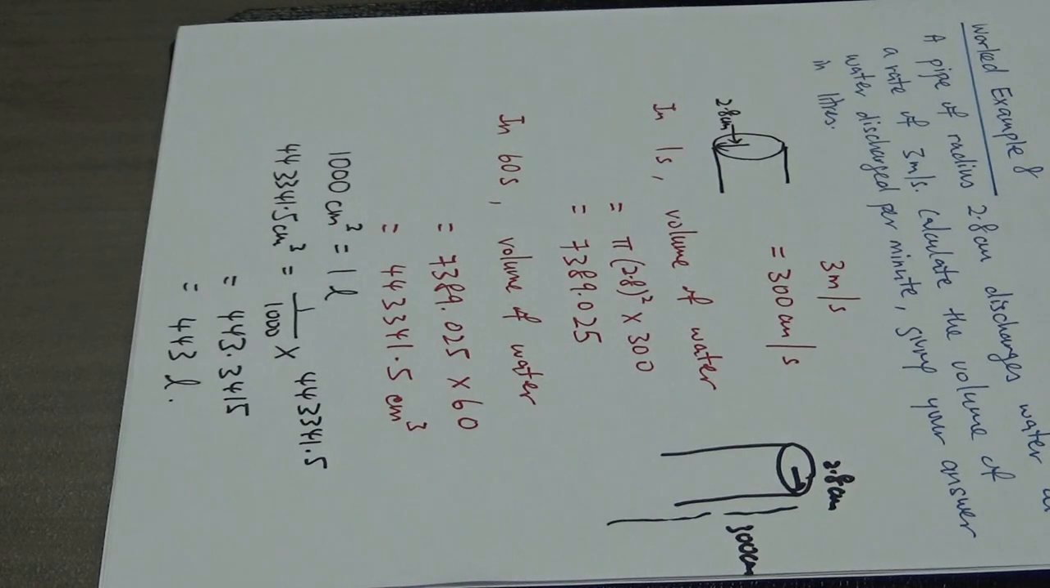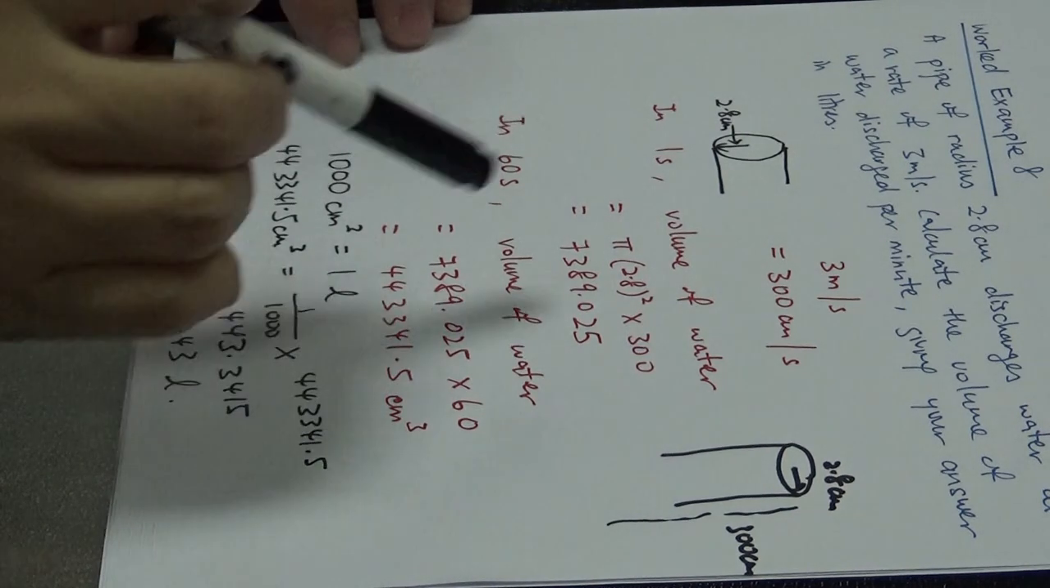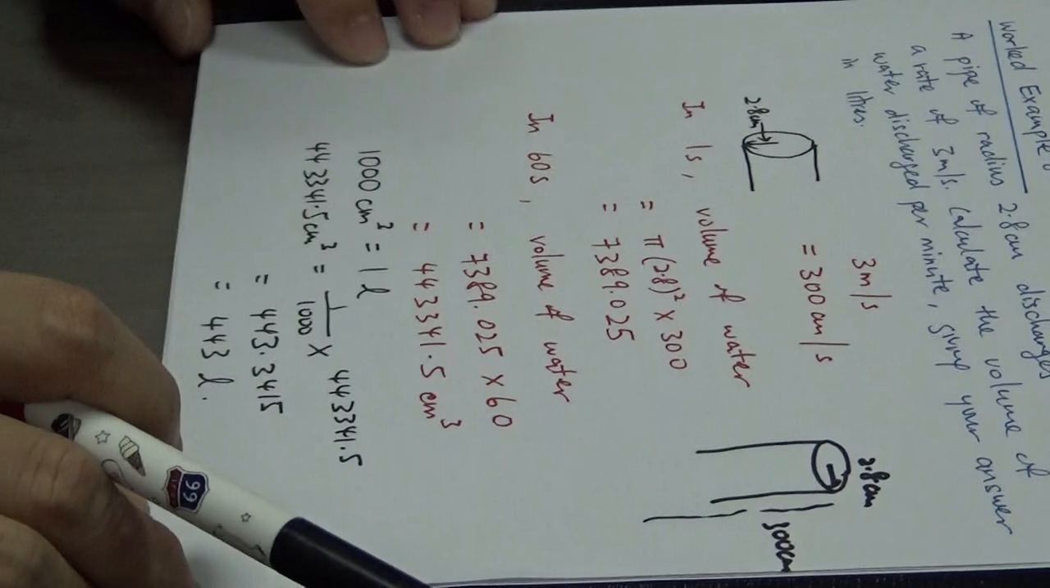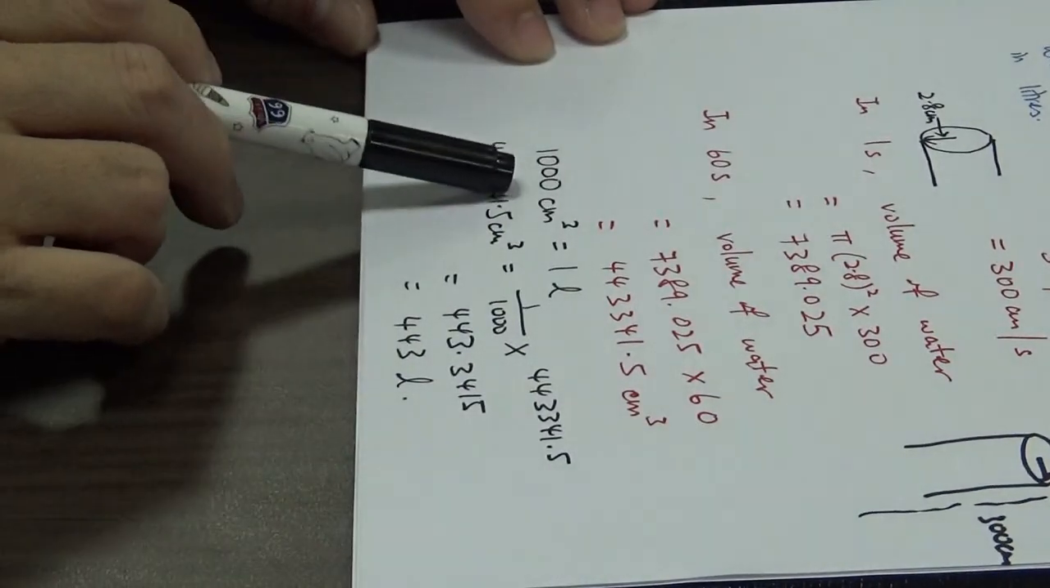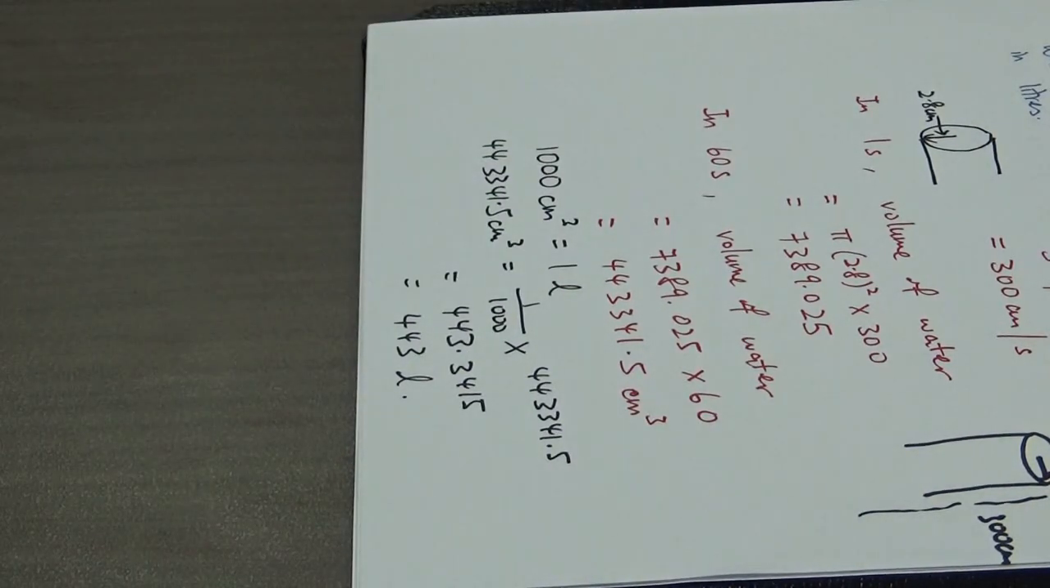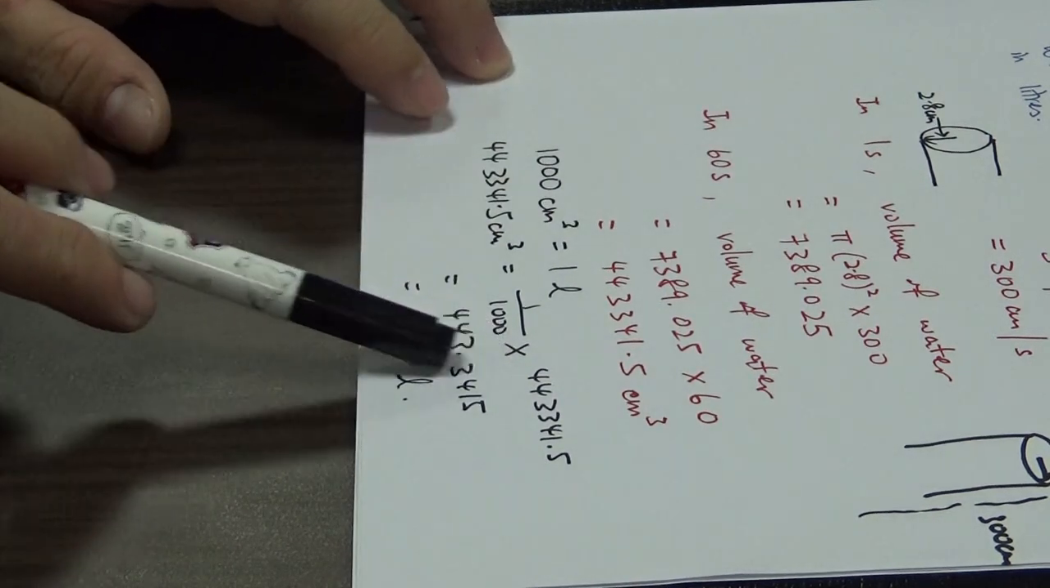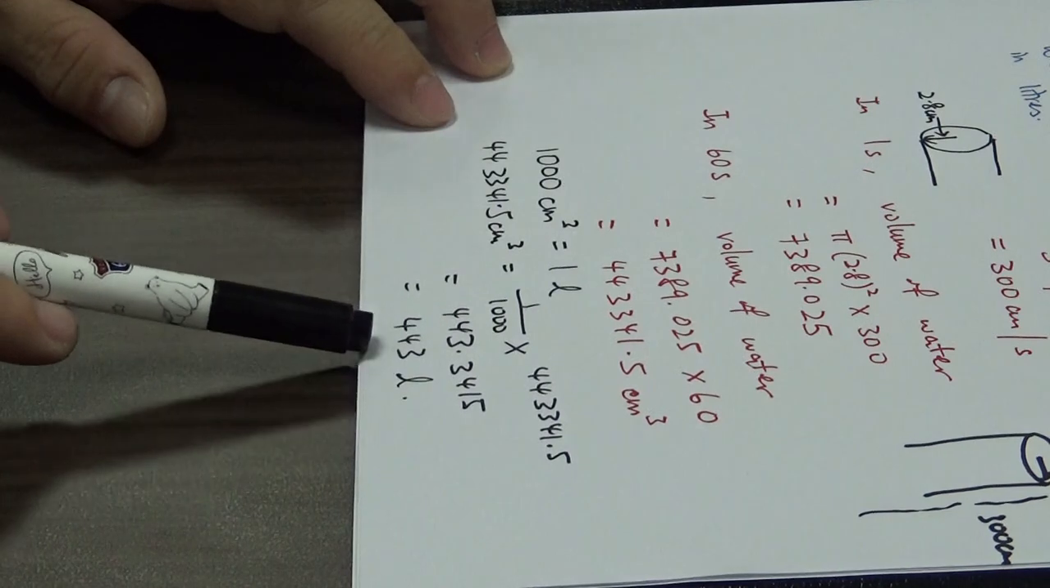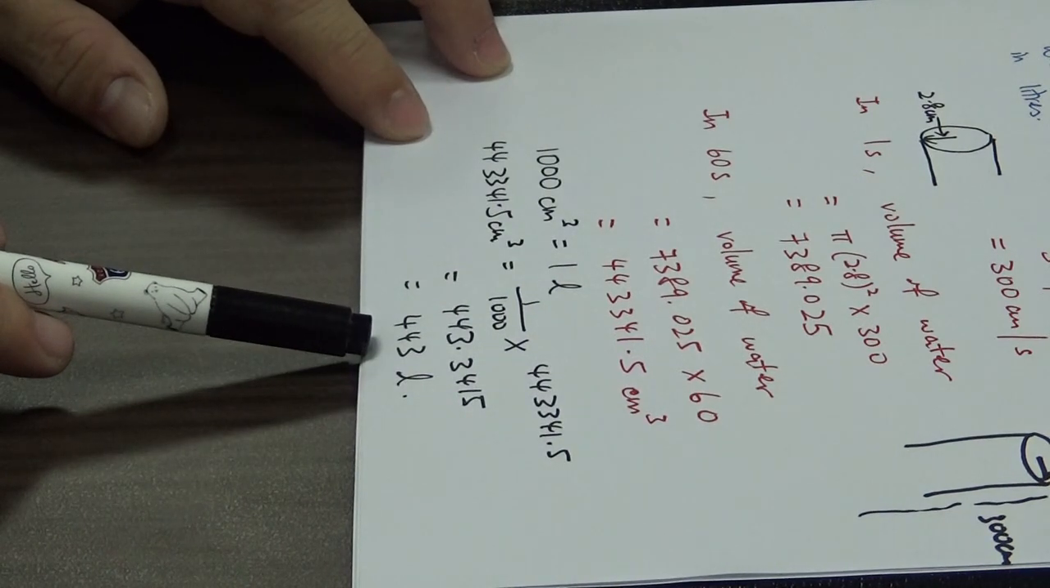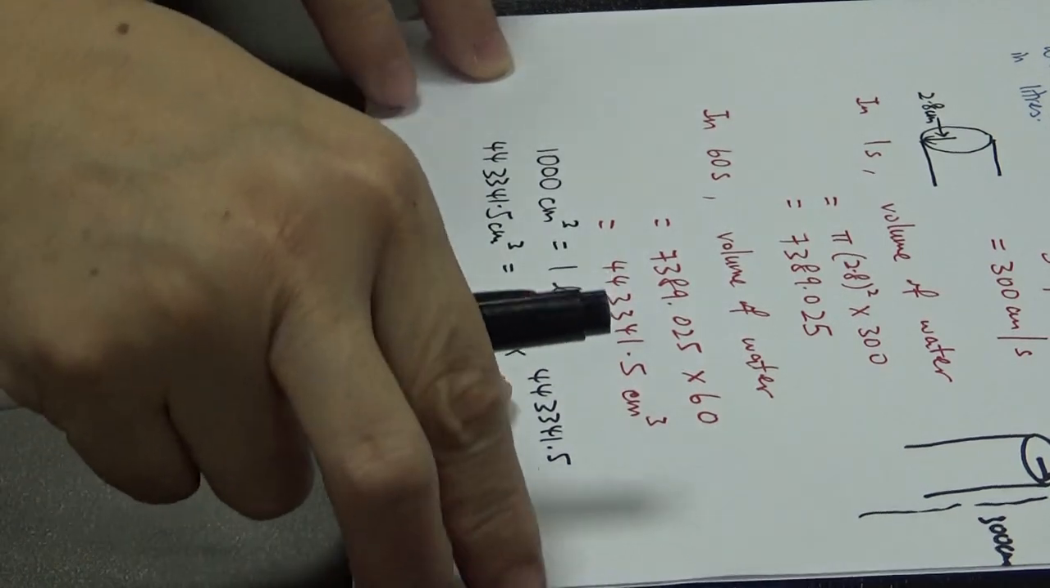Okay, now, the question requested that the answer be given in liters, and we know that 1000 cm cubed is 1 liter. Therefore, we will convert this into liters, and the final answer must be given to 3 significant figures, which is 443 liters. Okay, so this is the solution to worked example 8 on page 187.